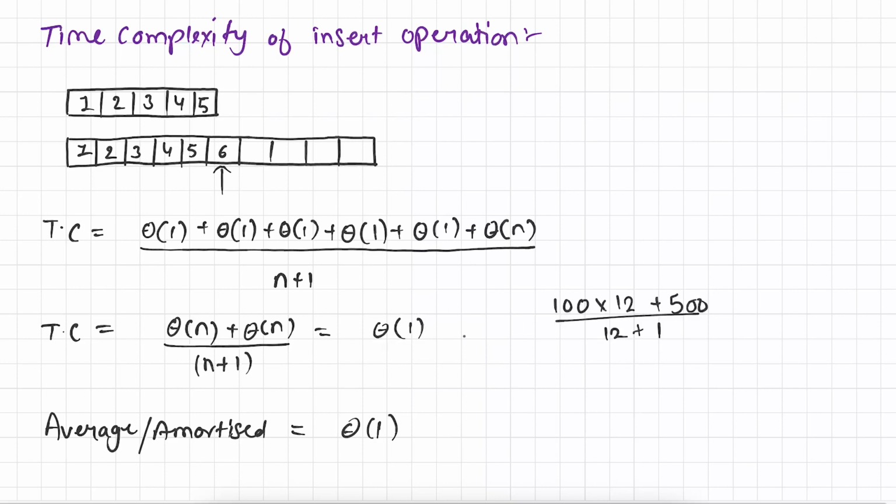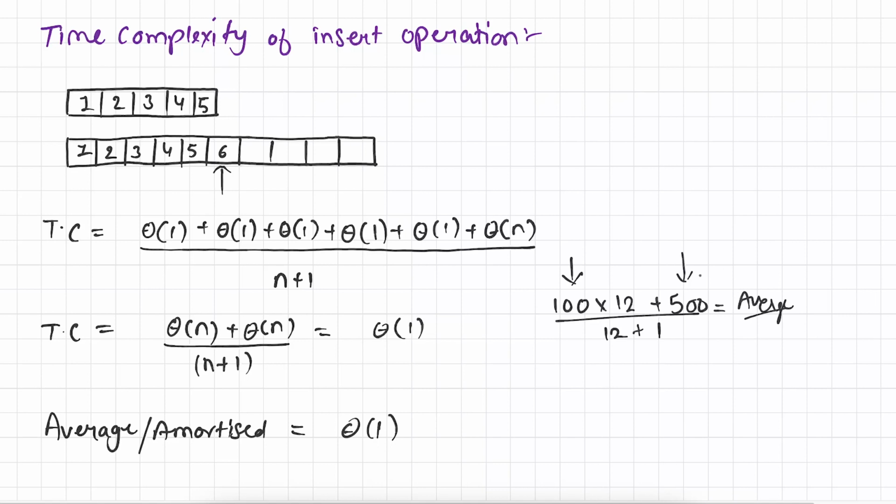Okay, so to understand the concept of average and amortized time complexity, let's see this example. Let's say every month you are earning $100. Okay, but at the year end you earn $500 in bonus. So how are you going to calculate your average income? It's simple. You are earning $100 per month, so you multiply 100 by 12 plus $500 as a bonus, and you divide it by 12 plus 1. So this is how you get the average income per month, right?